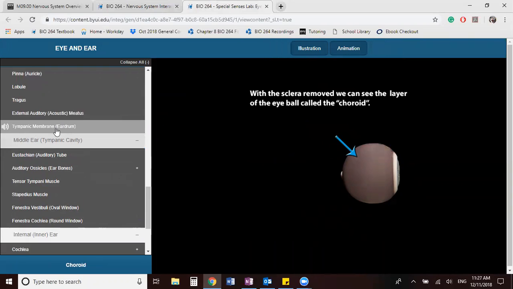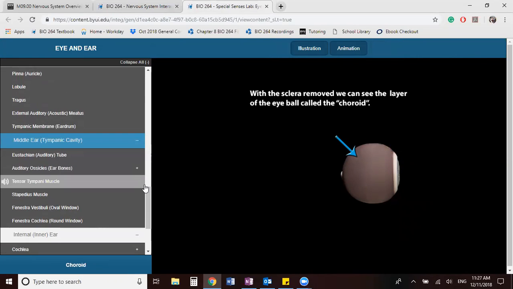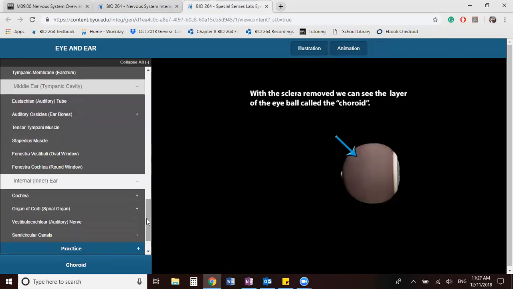For the tympanic membrane, you must put tympanic membrane. You cannot put eardrum. And then, so there's those. You can call it the eustachian tube, but you cannot call it the auditory tube. And the auditory ossicles, not ear bones.